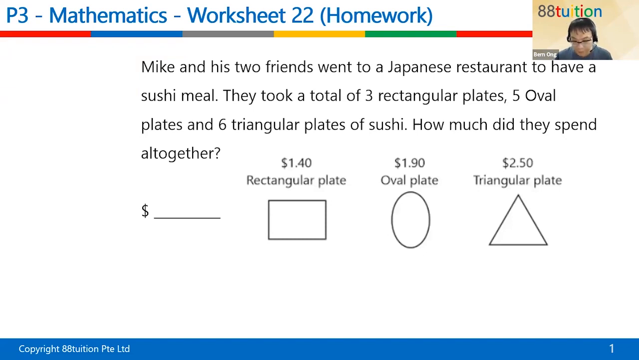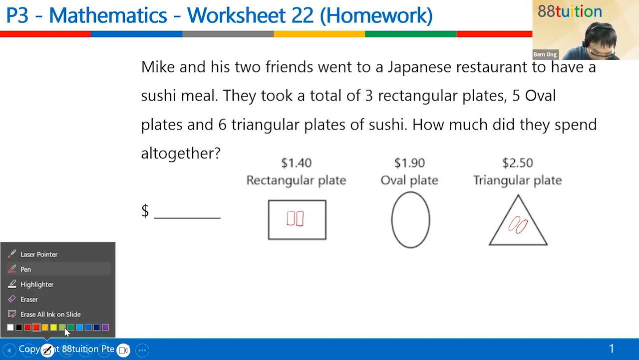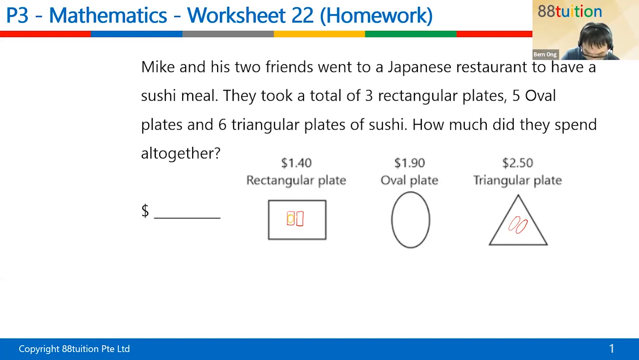If you take the triangular plate, $2.50. That was the most expensive. I think this is 2 pieces of sashimi, the most expensive one. The cheapest one, I believe, is the sushi with the egg on top. I don't know what that is called. Correct or not? I don't know if you all have eaten it before.